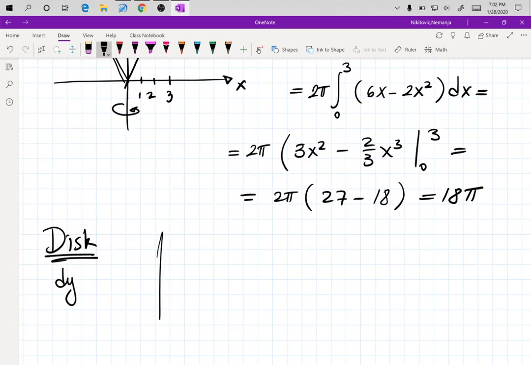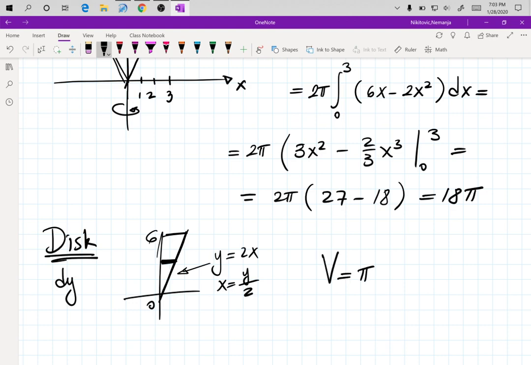We have our function that goes like this, and we need dy from 0 to 6. Now, this function, which used to be y equals 2x, we have to flip into y over 2. Disk method does not have 2 pi, so we just put pi, integral 0 to 6, and we have our y squared over 2 squared dy. That's our disk method problem.